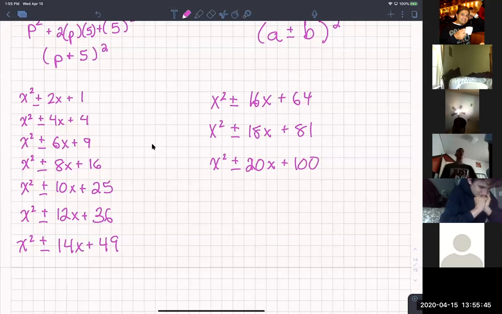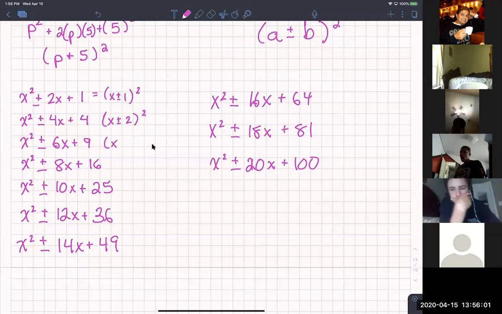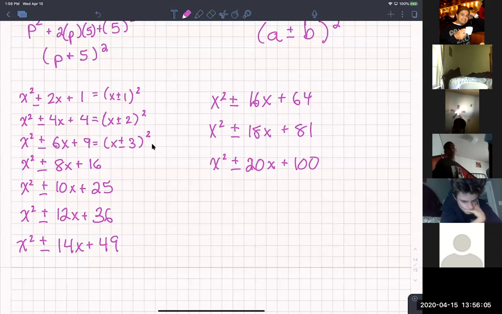So these are some perfect square trinomials. Obviously, there's an infinite number of perfect squares, but these are some of them. And when you factor this, you get x plus or minus 1 squared, x plus or minus 2 squared, x plus or minus 3 squared, and so on.